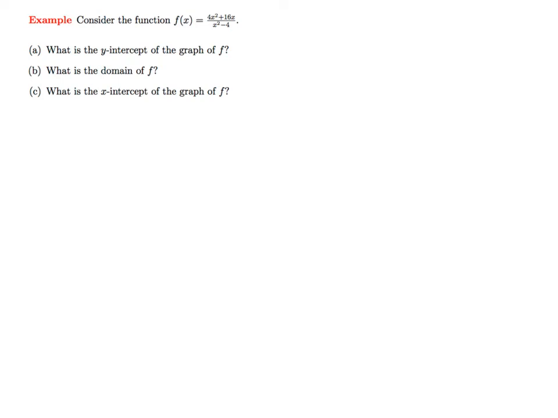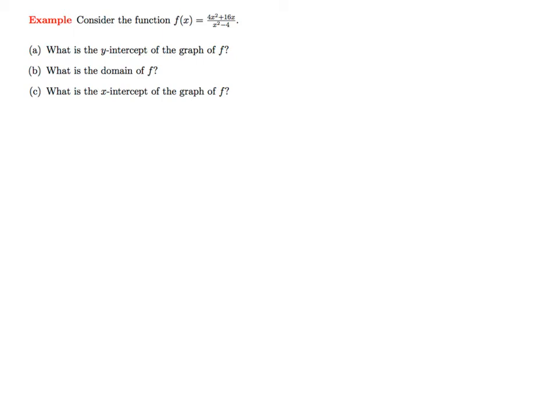In this example, we have the rational function f of x, which is 4x squared plus 16x, all over x squared minus 4. And we want to identify some important properties of this function, such as the y-intercept, the domain, and x-intercept. And we may have more than one x-intercept. So let's take a look at these properties one by one.